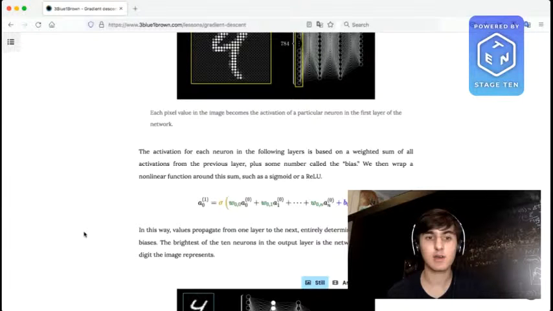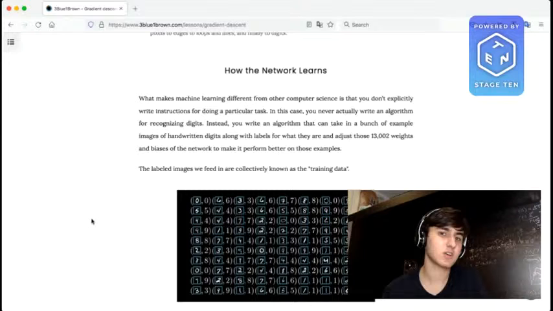Well, let's find out. What makes machine learning different from other computer science is that you don't explicitly write instructions for doing a particular task. In this case, you never actually write an algorithm for recognizing digits. Instead, you write an algorithm that can take in a bunch of example images of handwritten digits along with labels for what they are and adjust those 13,002 weights and biases of the network to make it perform better on those examples. The labeled images we feed in are collectively known as the training data.